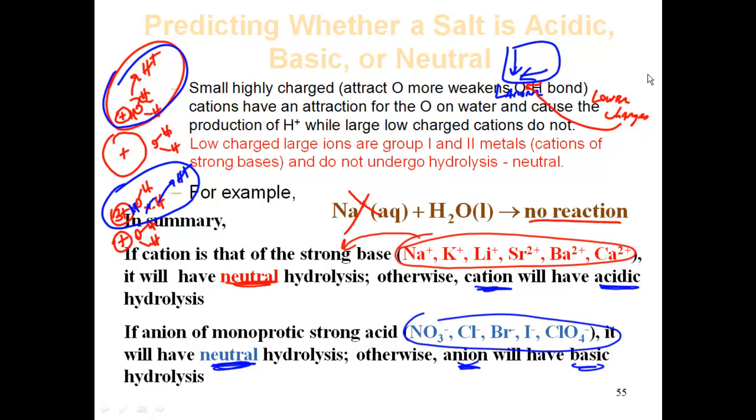So you learn these cations, you learn these anions, those are all neutral. Anything else for the cation, you've got to deal with acidic hydrolysis. For the anion, you've got to deal with basic hydrolysis. As I said, this is very important, something you've got to know. Now, if you can memorize them or learn them as the cations of the strong bases or the anions of the monoprotic strong acids.